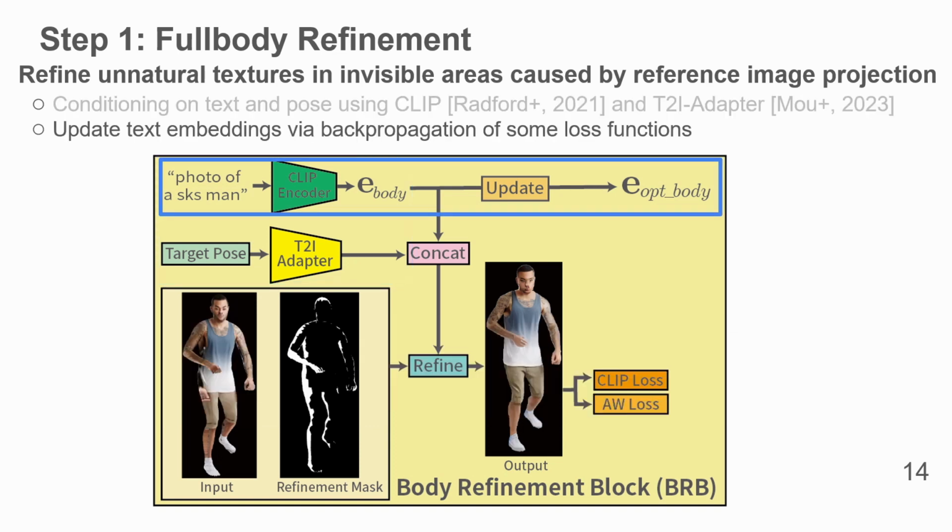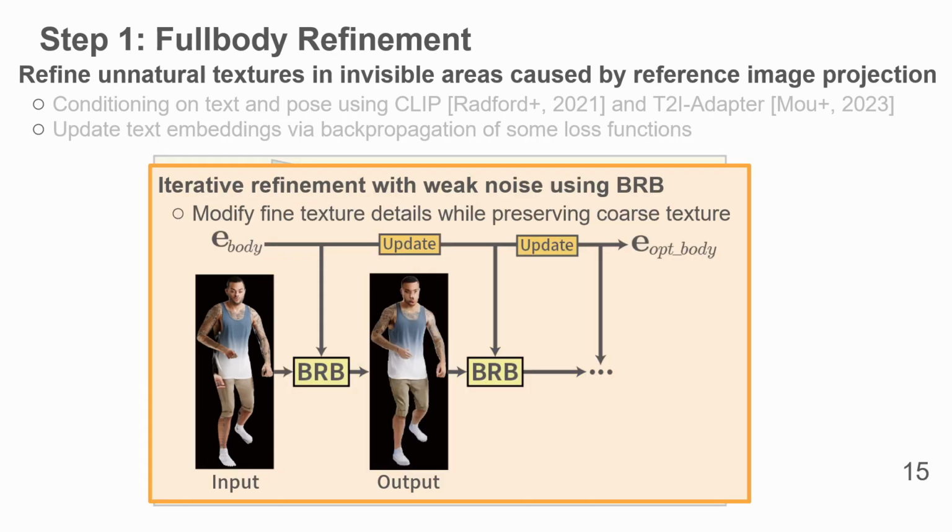Furthermore, to improve the output quality, we update the text embedding via backpropagation of the CLIP and adaptive wing losses, which evaluate appearance and pose. Then, we perform iterative refinement with weak noise using the body refinement block. This modifies fine texture details sufficiently while preserving coarse textures.